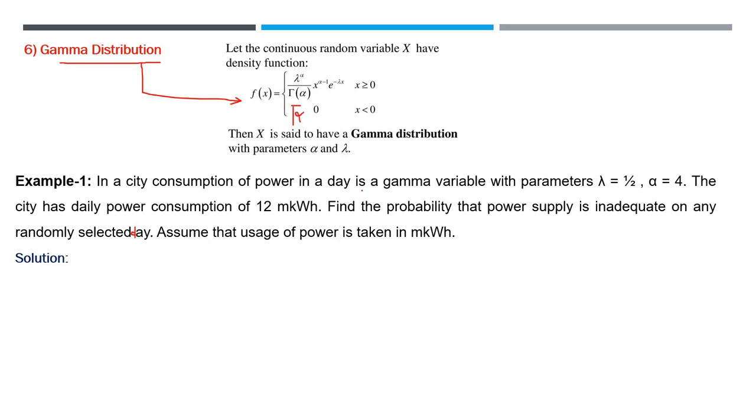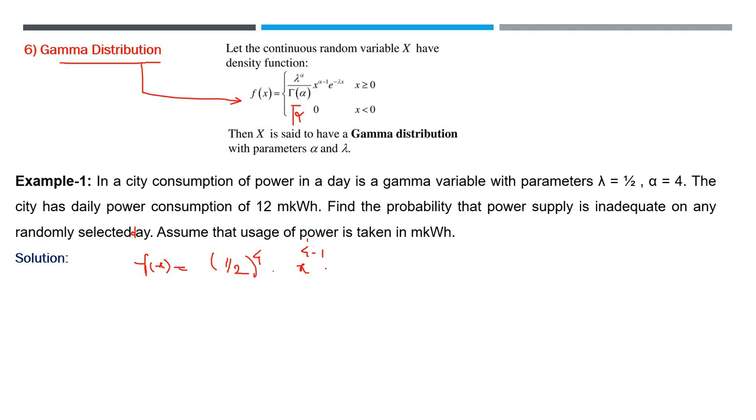In a city, consumption of power in a day is a gamma variable with parameters lambda given as 1 by 2 and alpha equal to 4. So we can write down the function f(x). It is written something like this: lambda is equal to 1 by 2, alpha is equal to 4, then we have x as unknown.